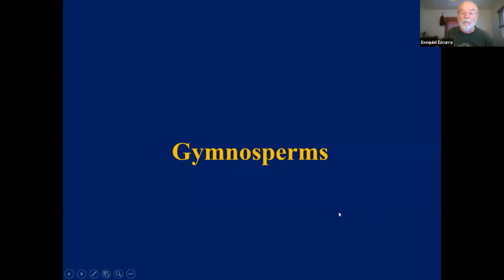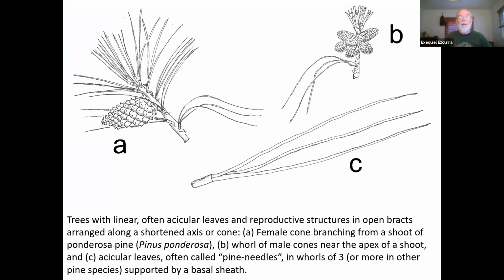Let us share the screen to discuss a little bit what we're going to see today about gymnosperms. A simple way to identify gymnosperms, although there are exceptions, is basically to look out for trees. There are very few shrubby gymnosperms, much less herbaceous gymnosperms. Gymnosperms are mostly woody trees, often large trees, with leaves that are linear and very often acicular, but at least normally the leaves are linear.